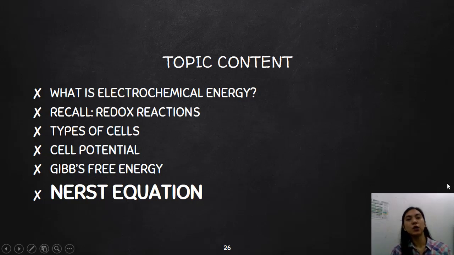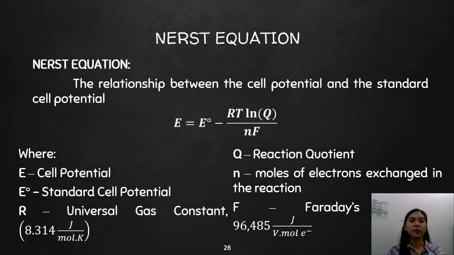So the last one is actually your Nernst equation. So, Nernst equation is actually the relationship between the cell potential and the standard cell potential. So, it has this following equation, wherein your E stands for your cell potential, your E naught is your standard cell potential, your R is simply your universal gas constant, which I believe you already encountered in your high school. For this particular energy equation, we will be using this value, your 8.314 joules per mole Kelvin.